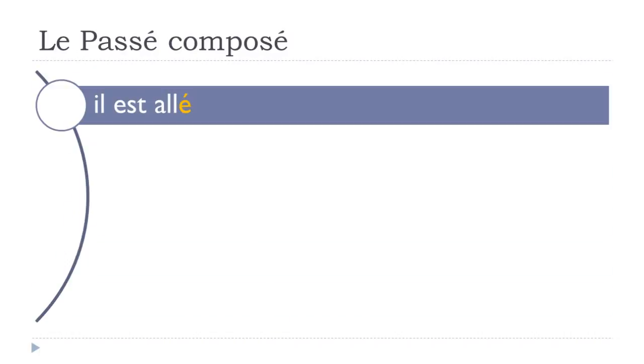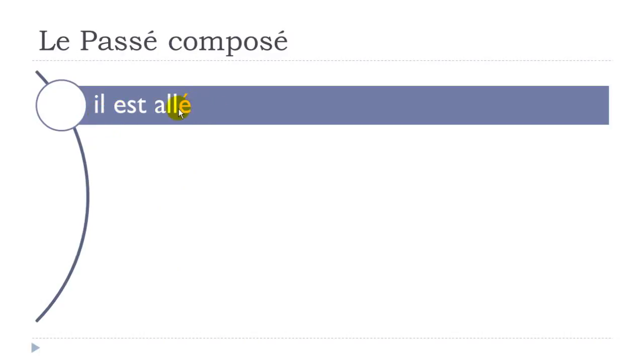Let's see now a few things that you've got to remember. So if you construct the passé composé form with the verb être, okay? So we saw the exceptions, I mean the verbs that are constructed with être, okay? You will have to remember one important thing. If you've got here the example of il est allé, okay?